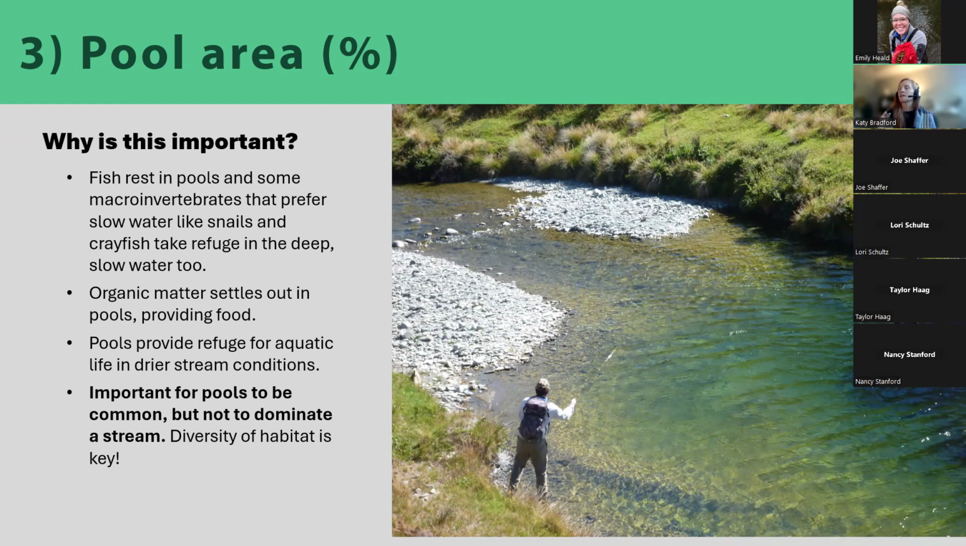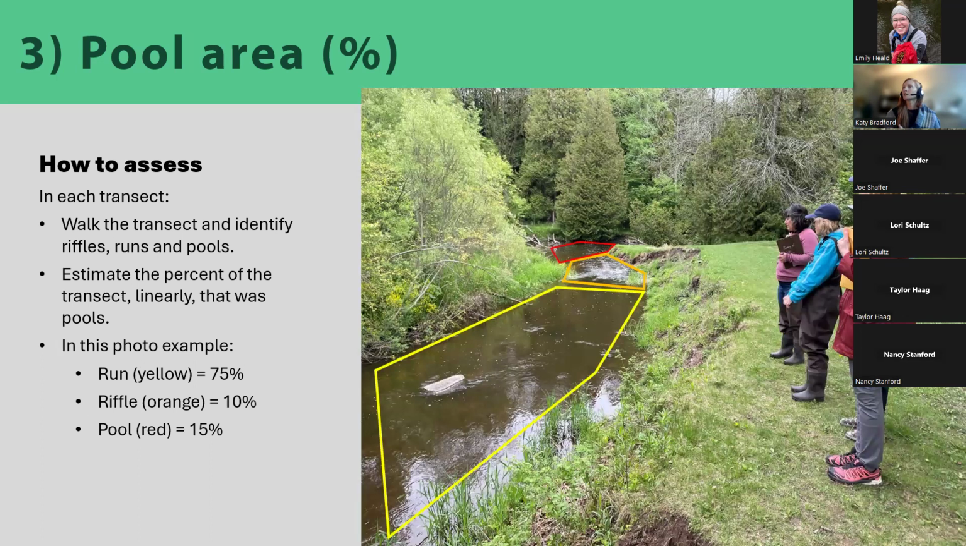And it's just a note, though, it's important for pools to be common, but not to dominate a stream. So we really want a diversity of riffle, run, pool habitat for different aquatic life. They all have different things that they're providing to aquatic life. And so how do we assess this?